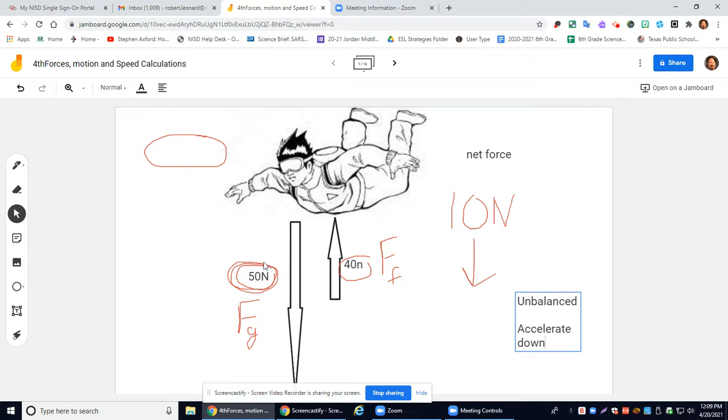Again, what you do is you calculate. You look at them, and I say, okay, they're going in opposite directions, so they're opposing, so I'm going to subtract. You calculate the net force, which is 10 newtons, and then if it's not 0 newtons, it is unbalanced. And what's going to happen? Well, because net force is downwards, he's going to accelerate downwards.